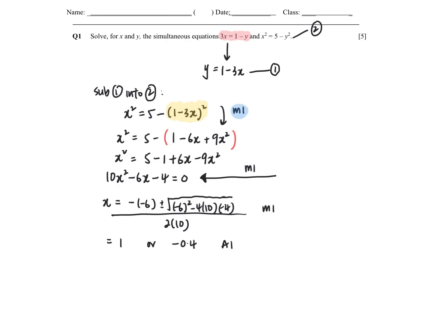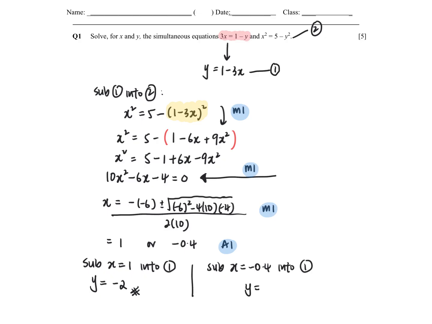students who got 4 marks only because they never go and find y. You just happily solve and you're happy, but there's still y that you need to solve. So you should sub x as 1 into the linear one. So your y in this case should be minus 2. Okay, if you sub the other x value in, you should get your second y value, which is 2.2. So this is your second answer mark.